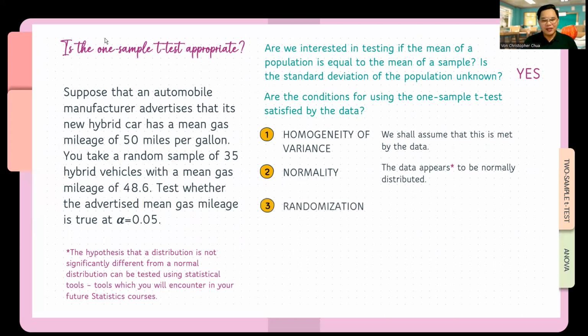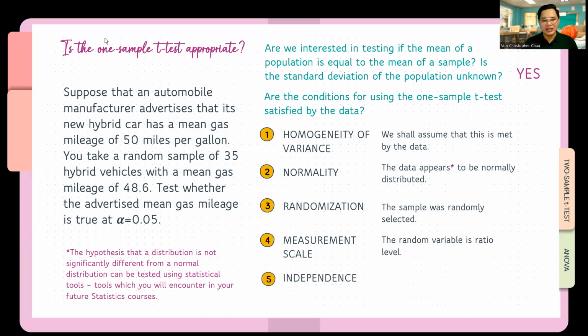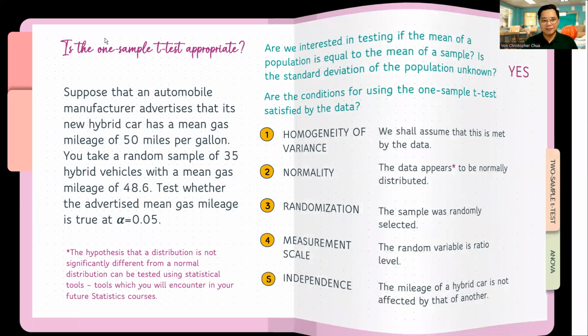All right. The third condition is that the data is based on a random sample. And this is quite obvious from how the problem is stated. The sample was randomly chosen. The measurement scale is in the ratio level. Since gas mileage is a ratio level data, then the measurement scale condition is also satisfied. And finally, since the mileage of a hybrid car is not affected by that of another hybrid car, then we say that the condition for independence is also met.